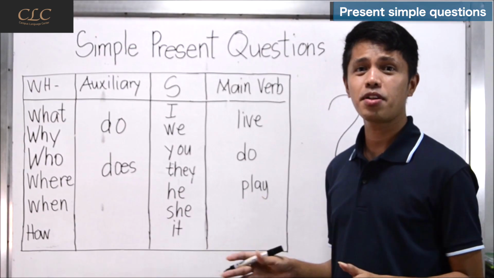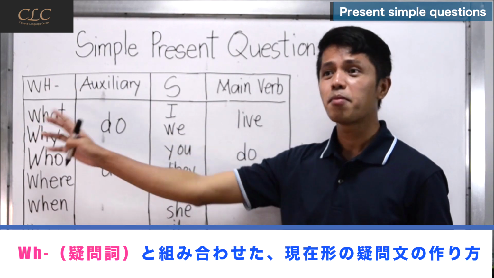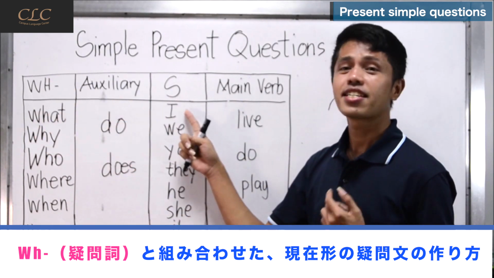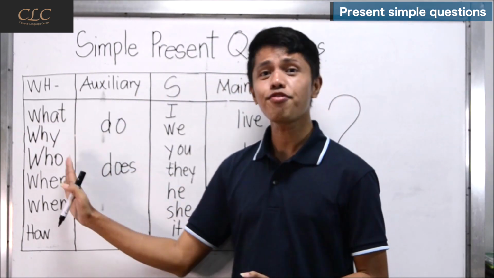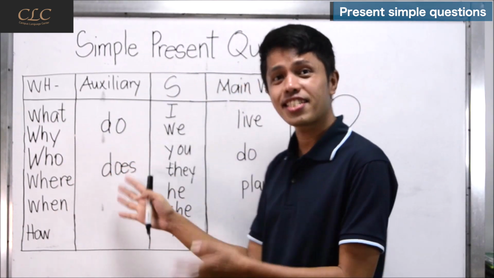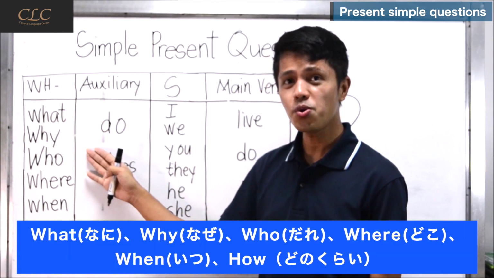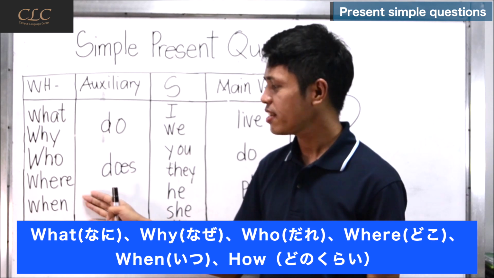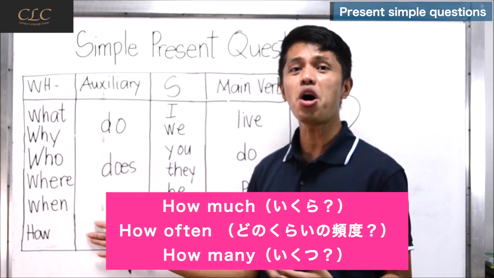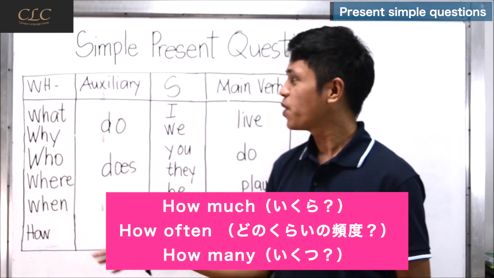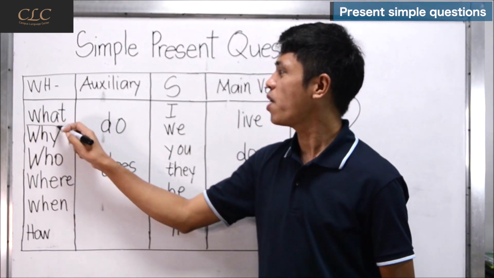So another pattern in making simple present question is the use of WH question plus auxiliary verb, subject, and main verb. So the different kind of WH questions are listed on the board. So we have here what, why, who, where, when, and how. For how, we can say how much, how often, and how many. So let's try having some example with the use of what.